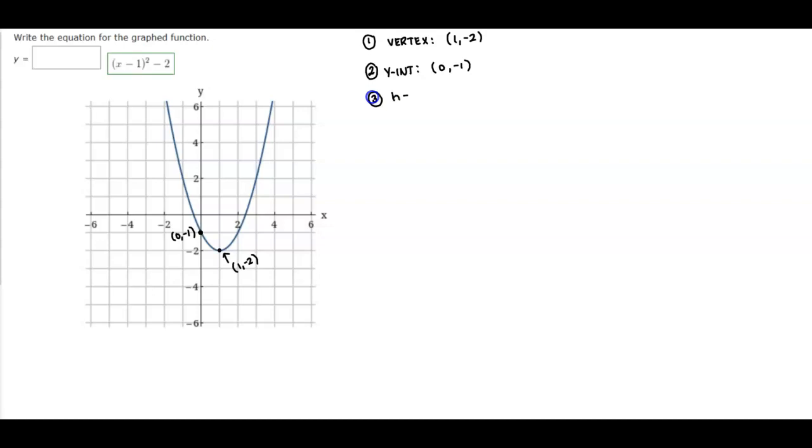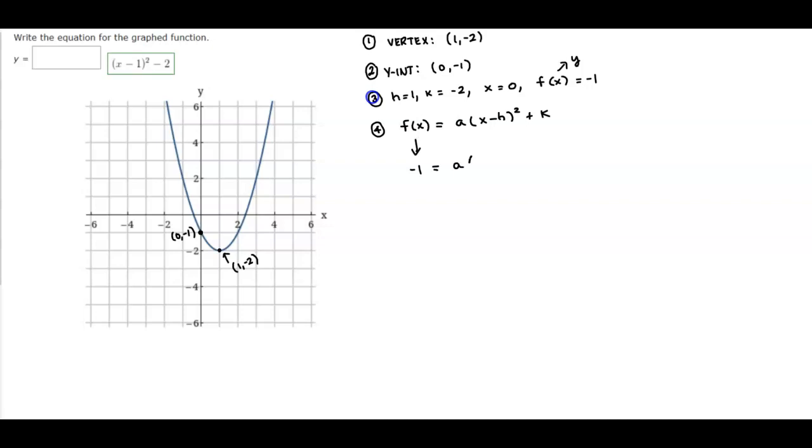So we know that h is equal to 1. We know that k is equal to -2. We know that x is equal to 0. And we know that f of x is going to equal -1, or we also call this y. So, using our standard form, f of x equals a times (x minus h) squared plus k, we know the value of f of x is -1.